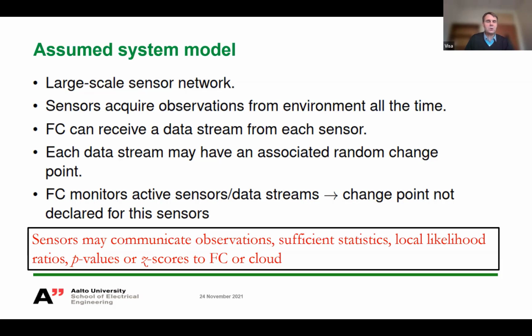As for typical information that each sensor would communicate to the fusion center, of course you could communicate all the observations. That would be very inefficient, but you could think of compressing that information without any loss, which means that you would communicate sufficient statistics. One example is local likelihood ratios, and under the independence assumption, it would be very easy for the fusion center to combine these local likelihood ratios. Or you could communicate p-values or z-scores and so on.